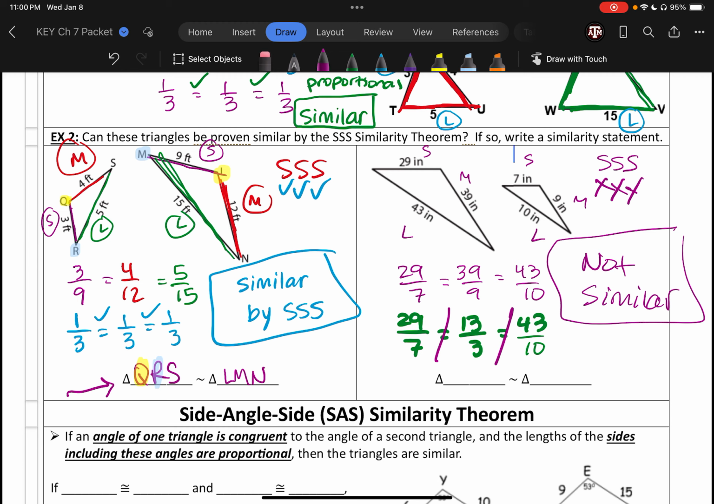So these are not similar. If they're not similar, I cannot fill this out because this is a similarity statement. You only write this statement when the triangles are similar. If they're not similar, you just leave them blank.